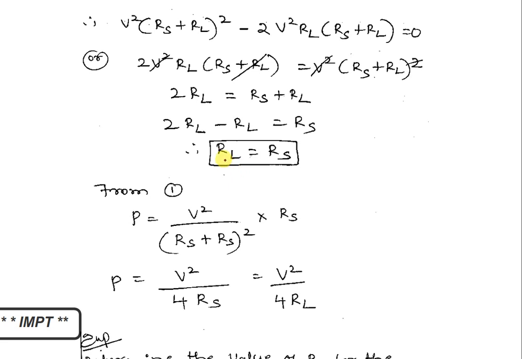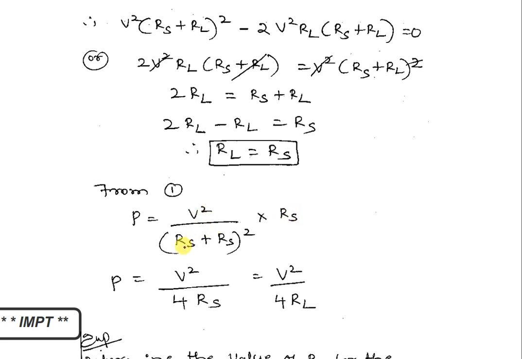This indicates that maximum power will be delivered to the load from the source when RL is equal to Rs. That is nothing but load resistance equal to source resistance. This is in the case of a DC network. And what is the maximum value of that power? It is I square into RL, and we have to substitute RL is equal to Rs. Wherever RL is there, we substitute Rs.